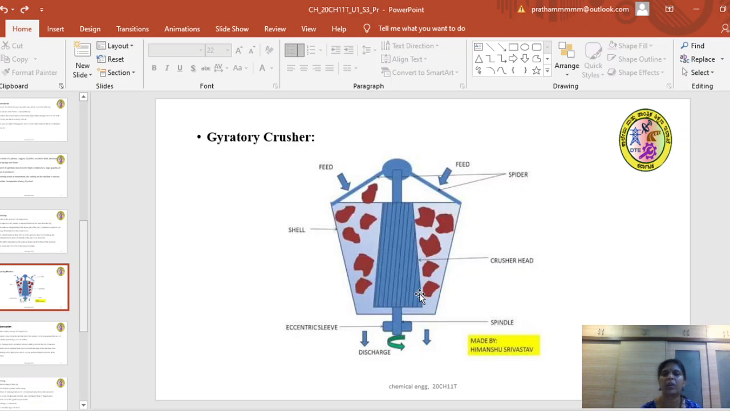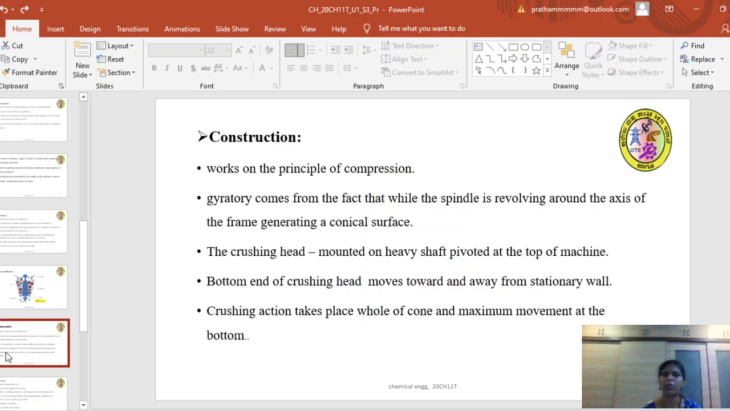So it gyrates in motion. Gyrates means it moves back and forth, revolving slightly; we call this gyratory motion. You can see the video for exact understanding, which has been given as a reference at the end of this session. It also works on the principle of compression. Gyratory comes from the fact that the spindle is revolving around the axis of the frame, generating a conical surface. So we call that gyratory motion.